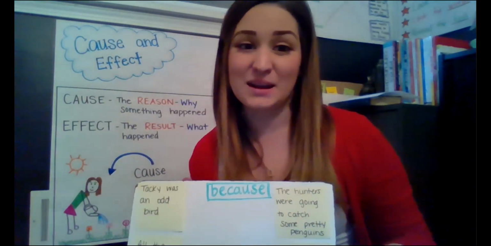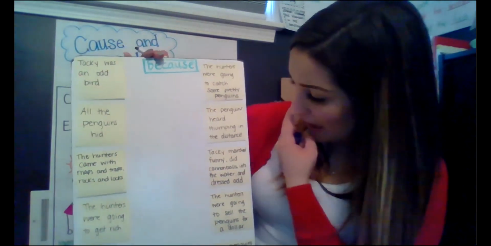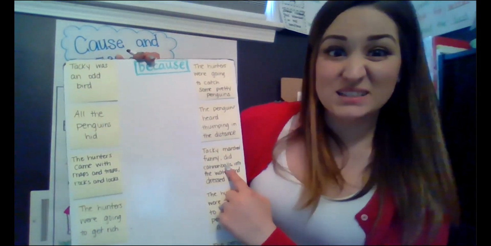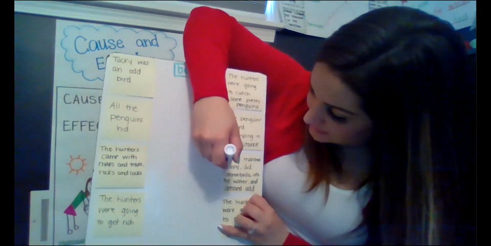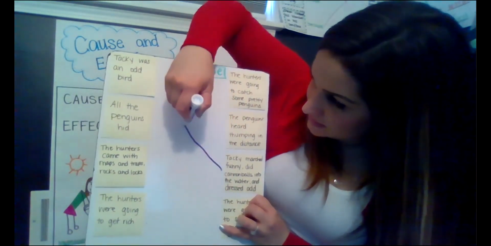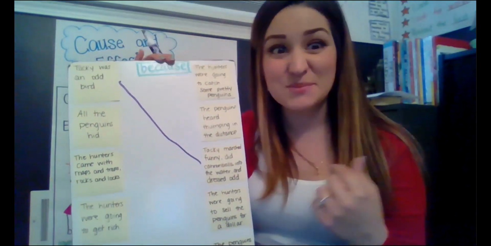I'm going to go ahead and get a marker, and I'm going to draw a line between those two because this is the cause of Tacky being an odd bird, those weird things that he does. Great. Okay, let's keep going with this.